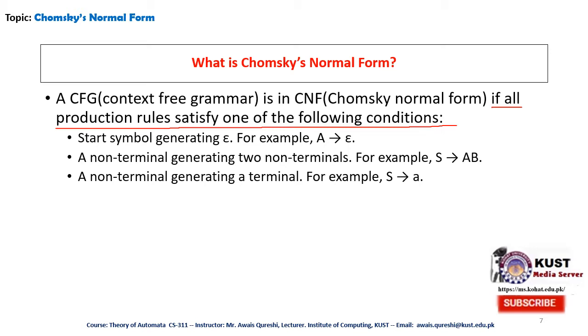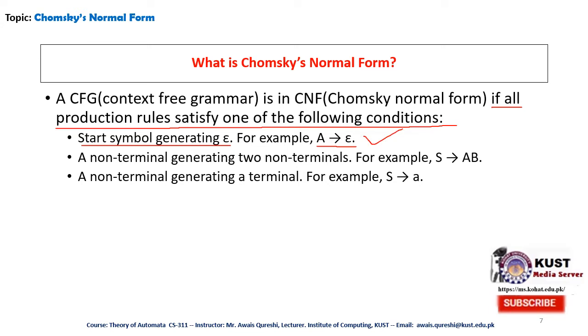The first rule is the start symbol generating epsilon. For example, A implies epsilon. This means that we can substitute A with epsilon. We can replace A with epsilon in the substrings. This is allowed.